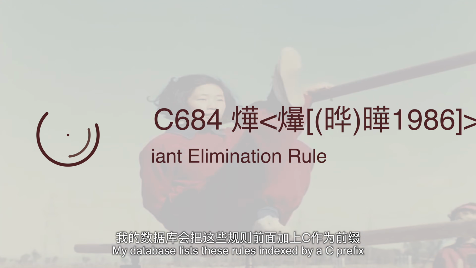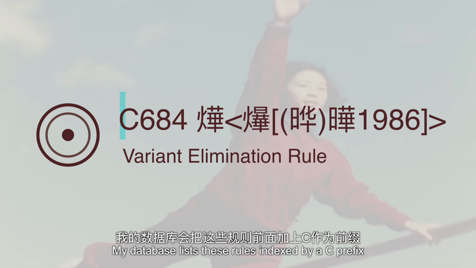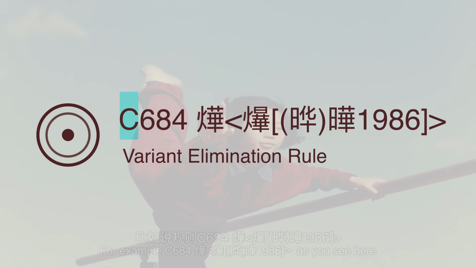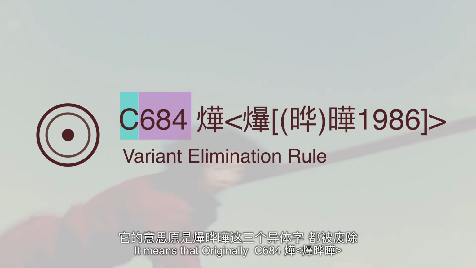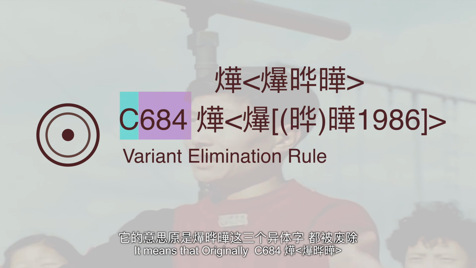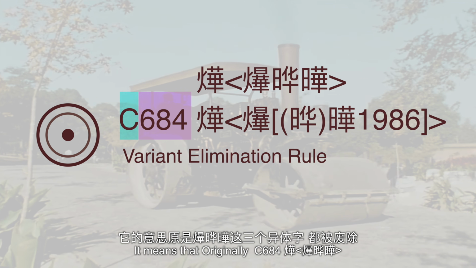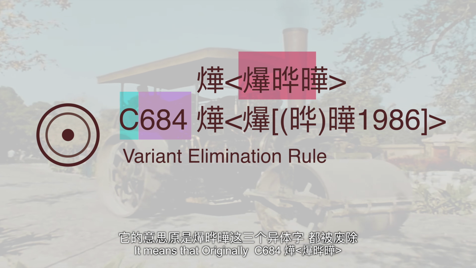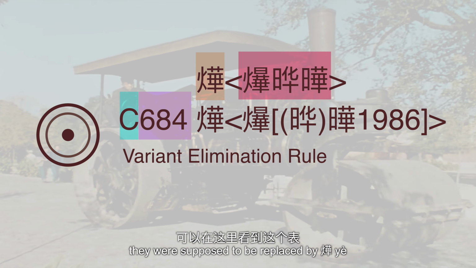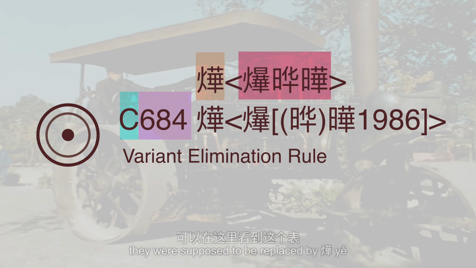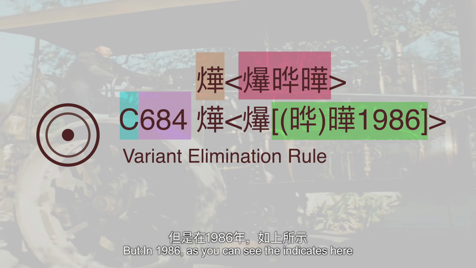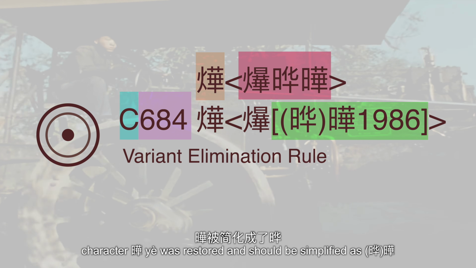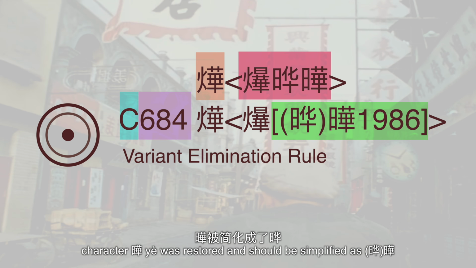My database lists these rules indexed by a C prefix. For example, C684, as you see here. It means that originally we had the variant rule 684 concerning these characters. They were supposed to be replaced with another character. But in 1986, as you can see indicated here, it was restored and should be simplified as itself.